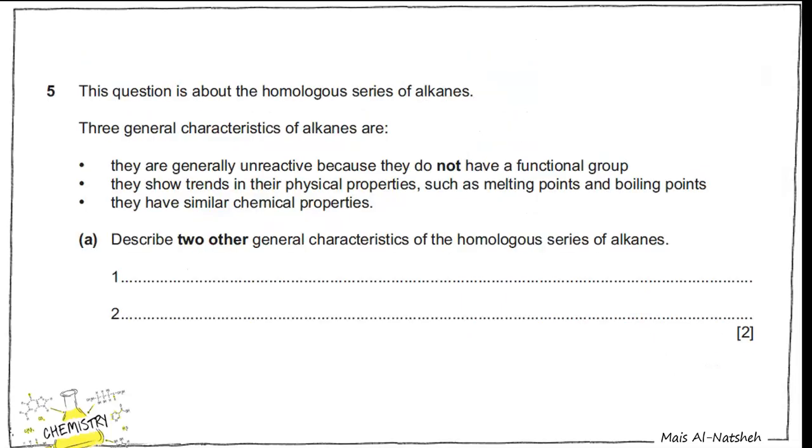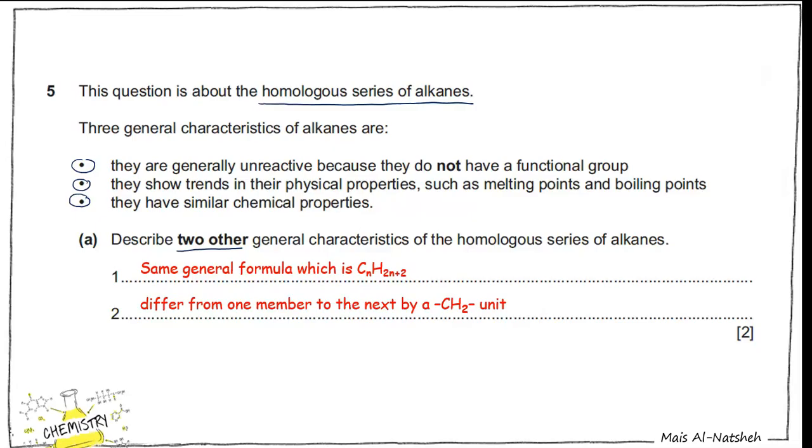Next question. This question is about homologous series of alkanes. 3 general characteristics of alkanes are: they are generally unreactive because they do not have a functional group. They show trends in their physical properties such as melting points and boiling points. They have similar chemical properties. Describe 2 other general characteristics of the homologous series of alkanes. The other 2 are, they all have the same general formula, which is CnH2n+2, and the successive members in the series differ by a CH2 unit.